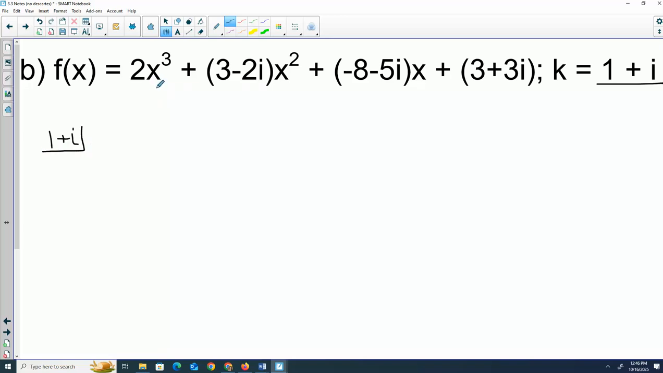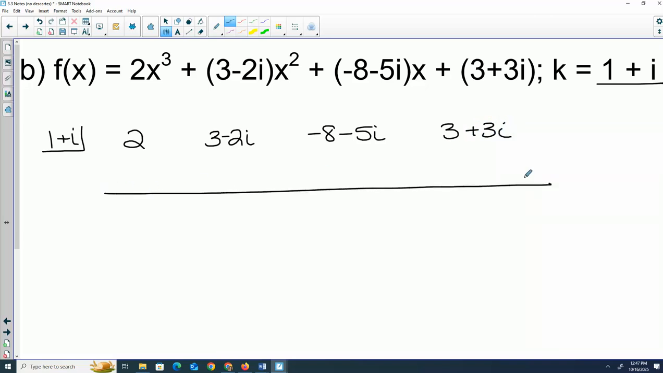Now, in synthetic division, we leave off the x's, so we just write our coefficients. So we have a 2, a 3 minus 2i, a negative 8 minus 5i, and a 3 plus 3i. Okay, so I just wrote the coefficients, no x's. Now, how do we start our synthetic division? Back down to 2.